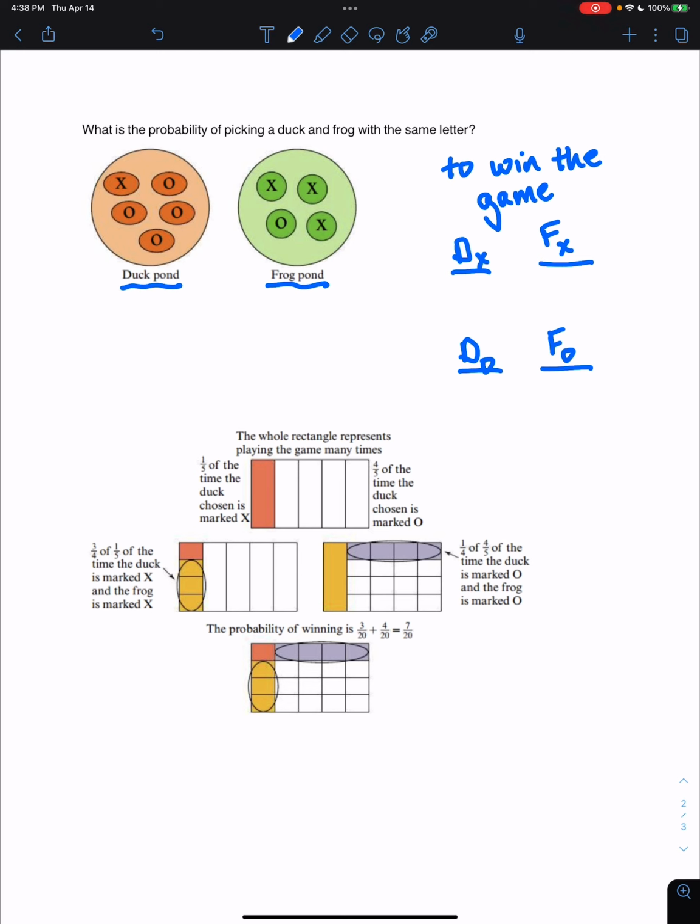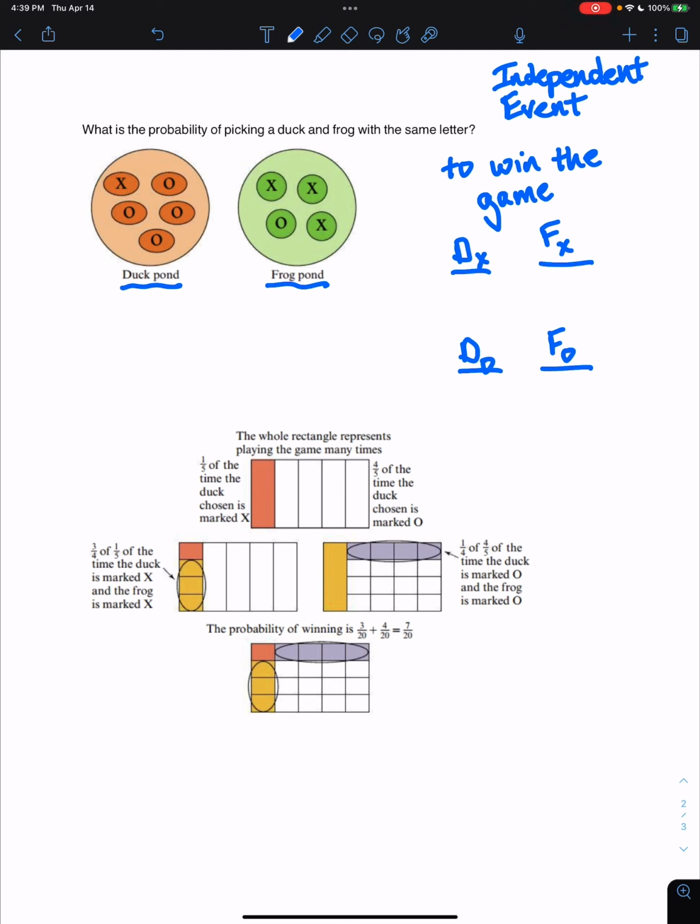All right. This is an independent event because our duck pond and our frog pond are separate. And so they don't overlap. We don't have the chance of picking a frog first. We are just going to pick a duck and a frog with the same letter.